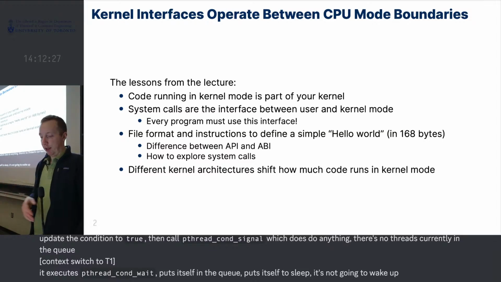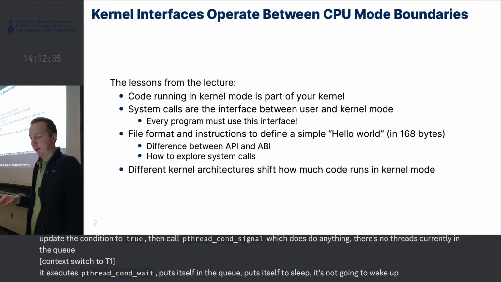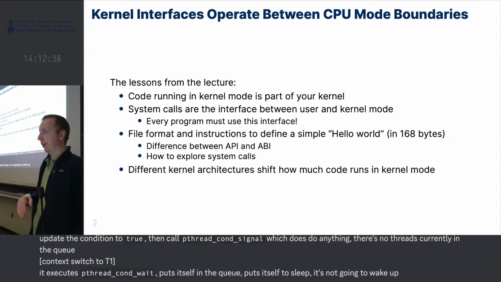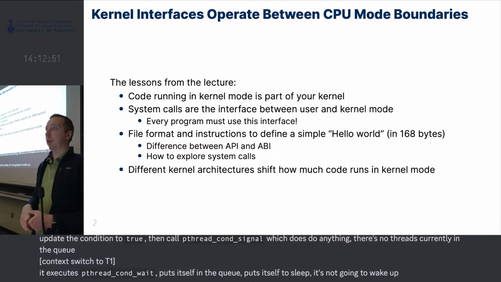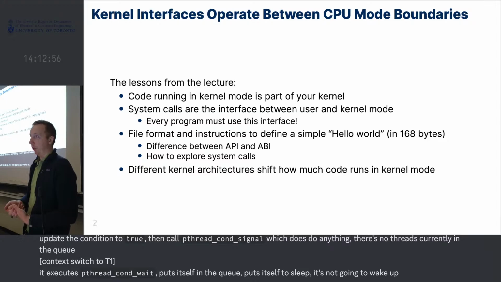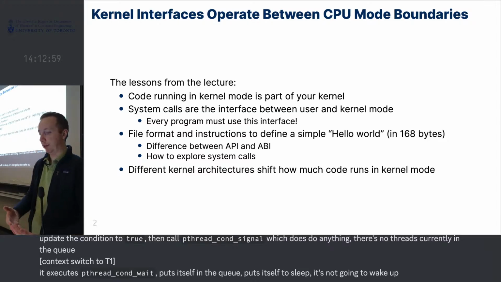Other things we saw in the beginning lecture is like the file format for Hello World and everything like that. Don't need to know any of those details. What we do need to know is the difference between API and ABI. So that had to do with libraries. API, more high level, just describes what something should do, what arguments it takes, and what it returns. ABI is like the actual low level details, where exactly everything is in memory. And you can break the ABI without changing the API. And we also saw how to explore system calls, all that fun stuff.